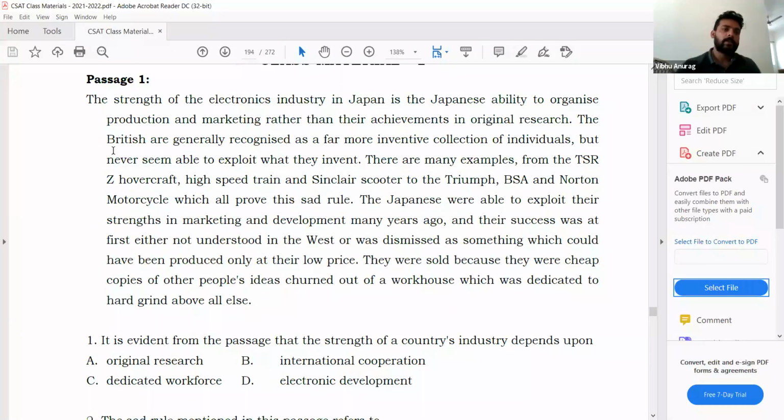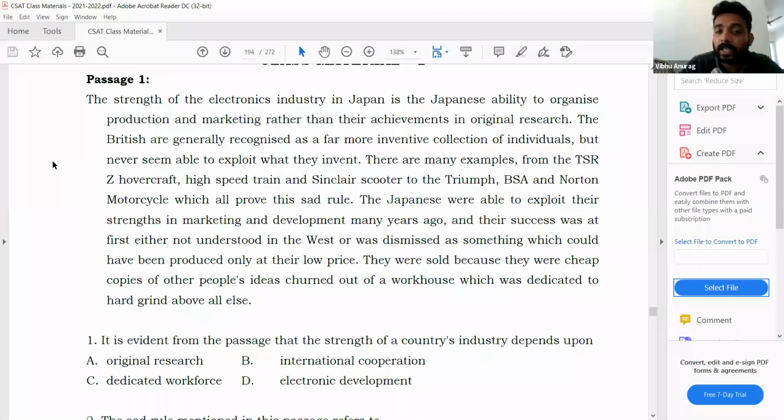So see, the passage says that the strength of the electronics industry in Japan is the Japanese ability to organize production and marketing rather than their achievements in original research. So it talks about the electronics industry in Japan and how Japan is strong in that, and they're strong because they are good at organizing production and marketing instead of their achievements in original research.